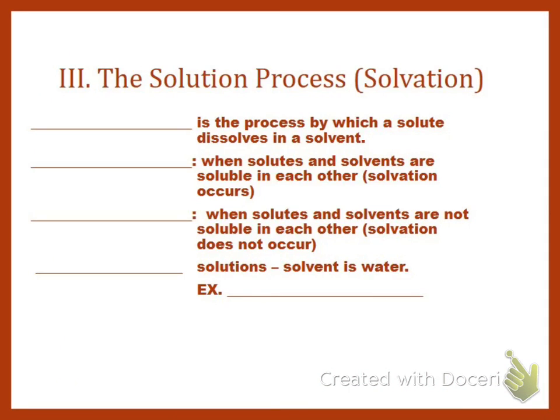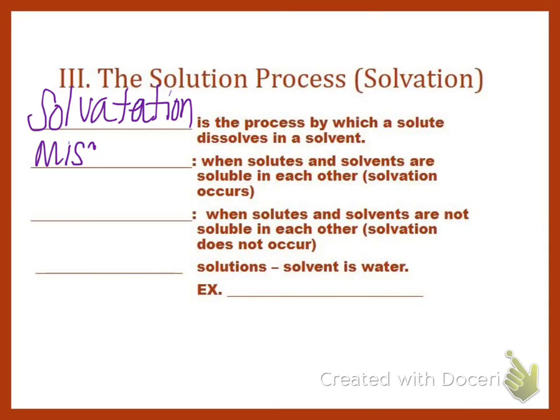The solution process is going to be talking about how we mix things. And so this is called solvation, and that is the process by which a solute dissolves in a solvent. The first one is if it actually do mix, so that means the solute will dissolve in the solvent, and that's called miscible. So if I say something is miscible, it basically means that they will mix and form a solution. If they do not, then we say it is immiscible.